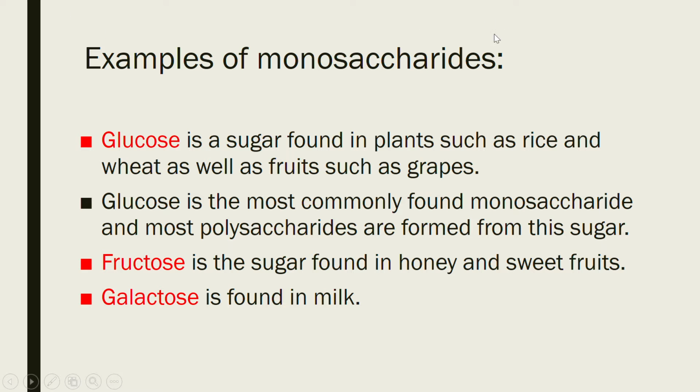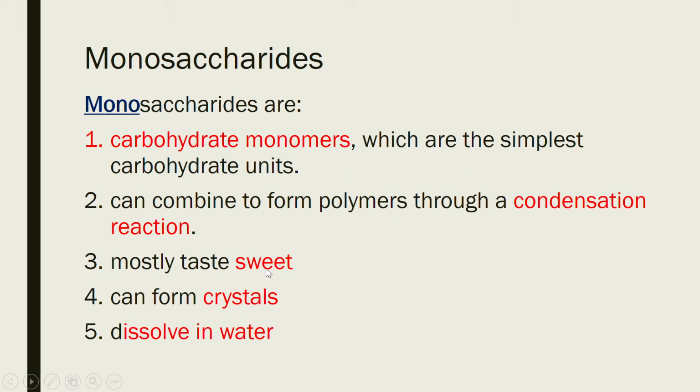Examples of monosaccharides: glucose, fructose, galactose. So you have to remember glu, fru, galac, or another way is G, G, F. Glucose is the sugar found in plants, rice, wheat, and fruits like grapes. When you look at these examples, you know that they taste sweet.